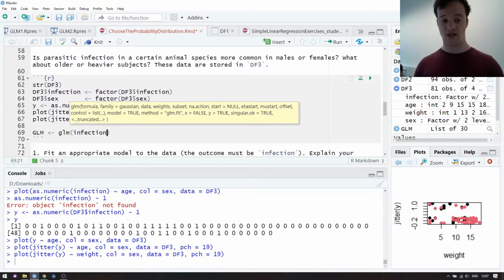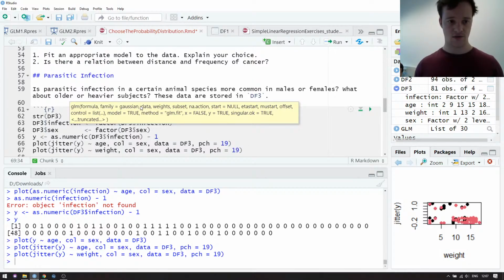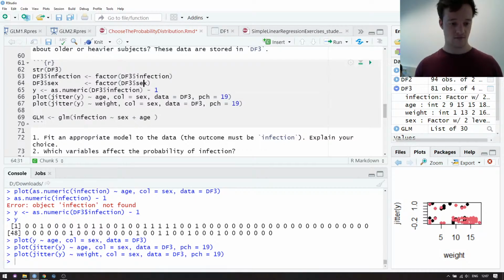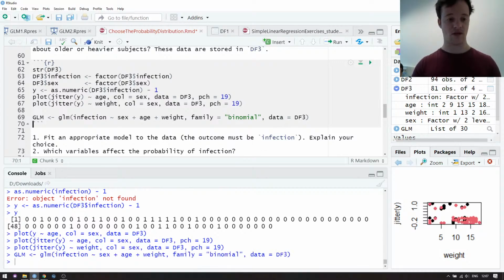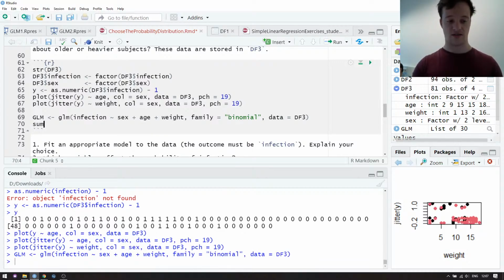Infection. This will only work if infection is already a factor. And then we say, okay, we have the sex, we have the age. Do we have anything else? I don't think so, but yeah, I think this is it. Weight, okay, great, thank you. Weight as well. And we have family is binomial. And we have to specify where R is to find it, so data is df3. Okay, I fit this model, and let's look at the summary.